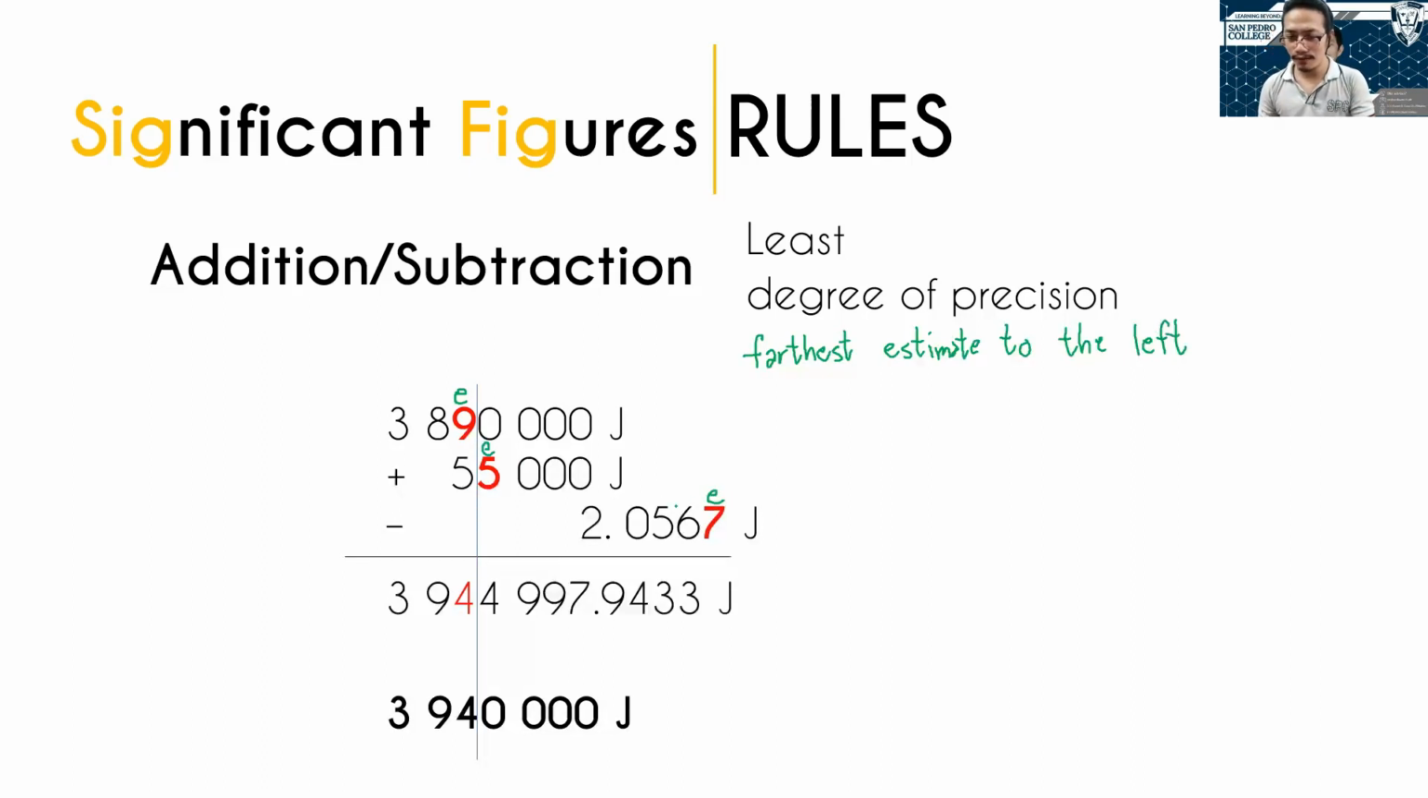So saan ba dito yung farthest estimate to the left? Si 9. Okay? Yung 10,000. So dapat ang answer natin naka-align kay 9. Ayun. So ano ba yung align kay 9? Si 4. So that means our estimate is si 4. So hanggang dito lang dapat yung significant natin. Okay, look at the digit to the right. That's 4. So retain. So that's why 3,940,000 joules.